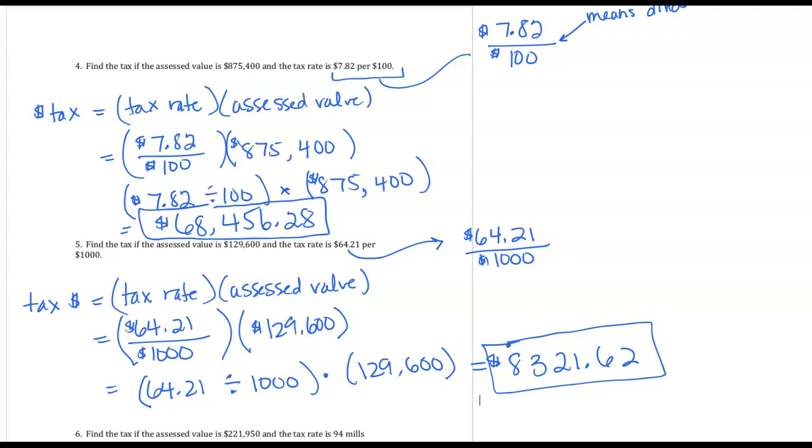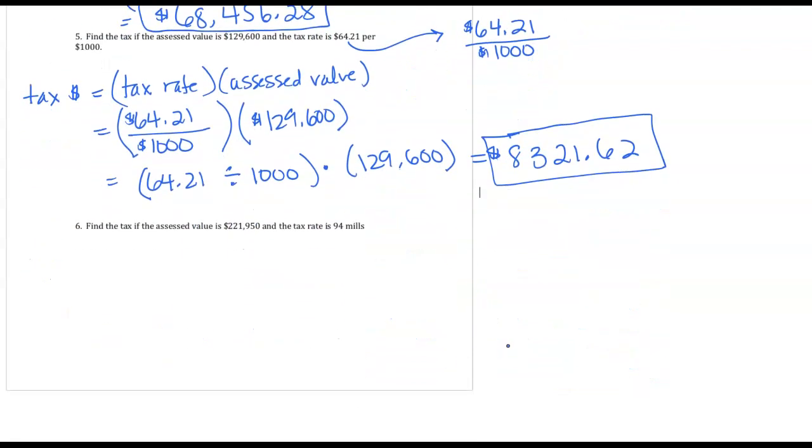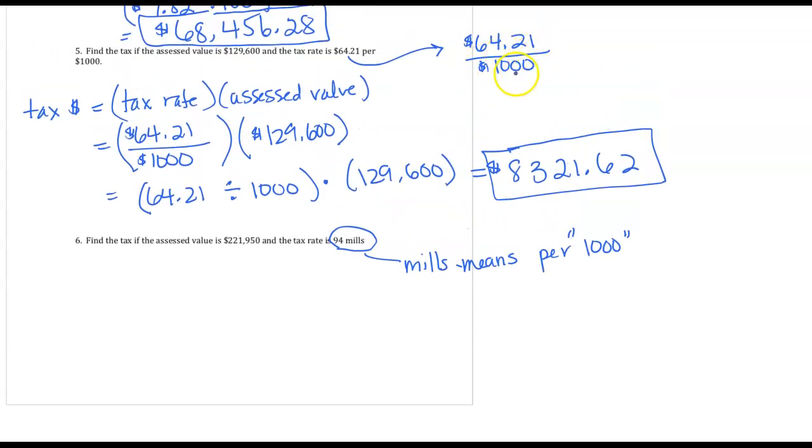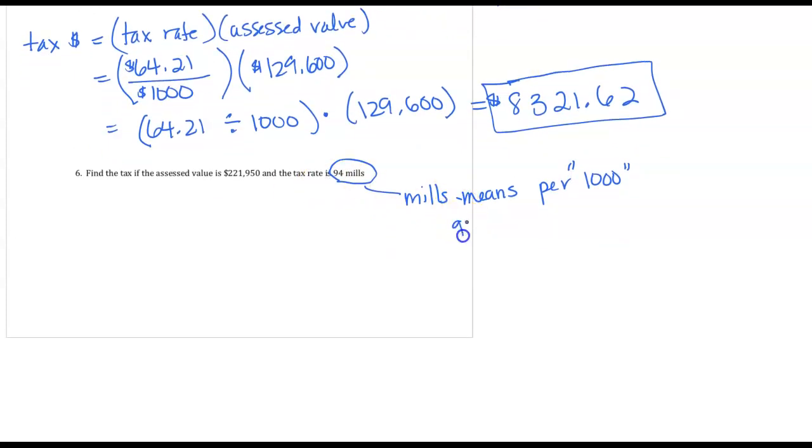We're going to look at one last question for section 13.1. And again, we're finding a tax amount. We're given the assessed value. And this time, we're saying the tax rate is 94 mils. Mils is another way to say per 1,000. So you can think of mils very similar to what you just did in that previous question, per 1,000. So we're going to write 94 mils as 94 per 1,000, and as a fraction that would be 94 over 1,000.